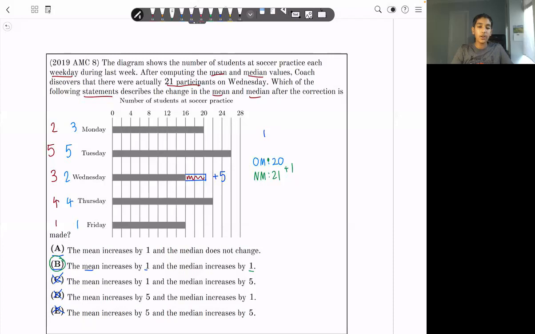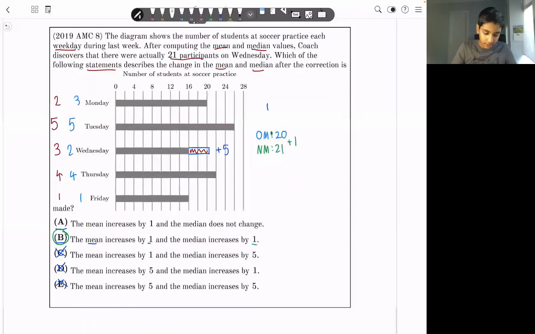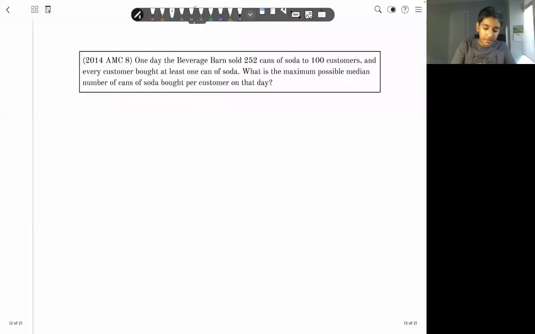If there are no questions yet, we're now going to go with some even more tricky problems. These are some of the harder mean, median, mode problems on the AMC. Let's start off with this first example. A beverage bar sold 252 cans of soda to 100 customers, and every customer bought at least 1 can of soda. What is the maximum possible median number of cans of soda bought per customer on that day?